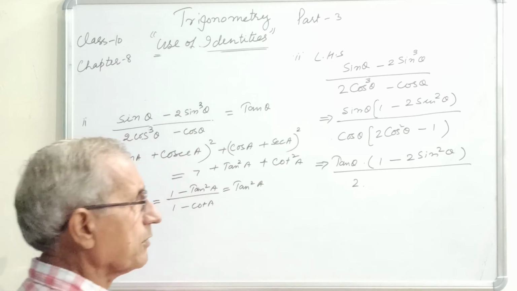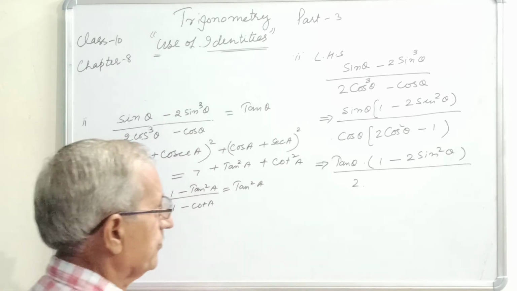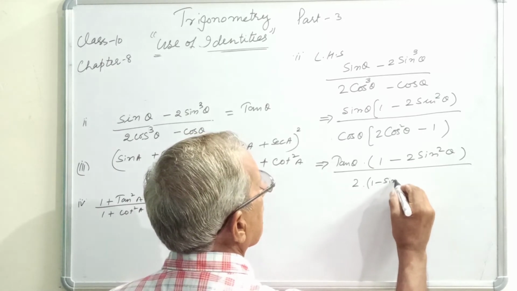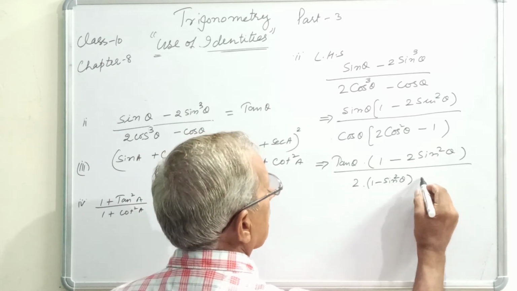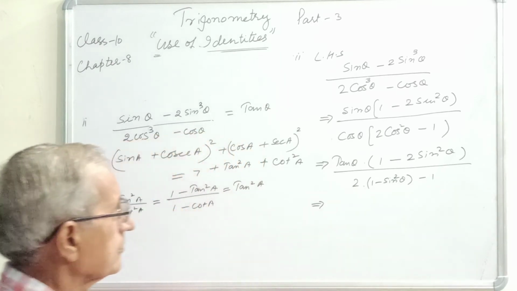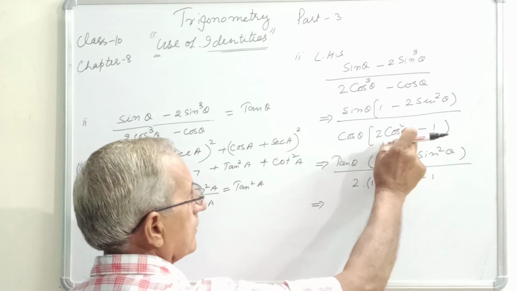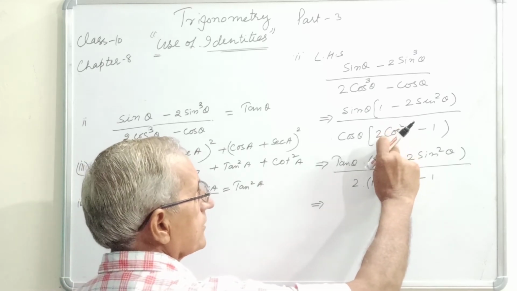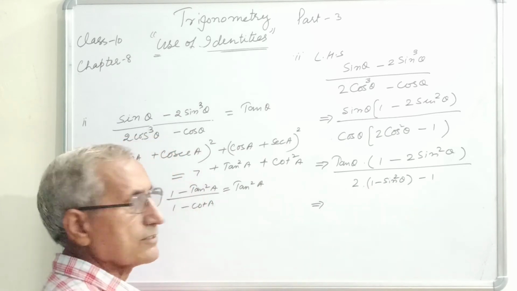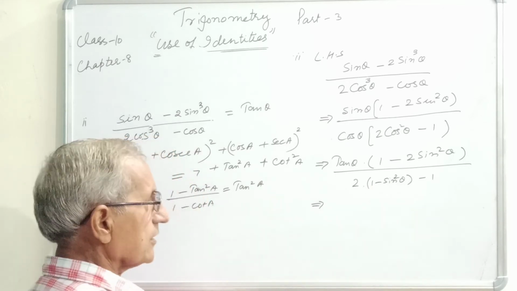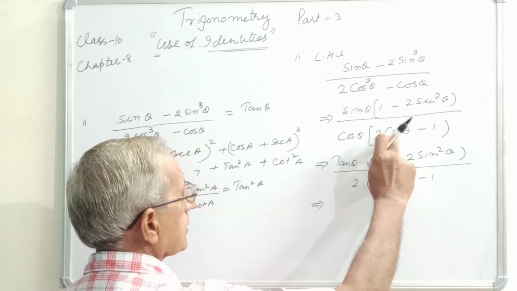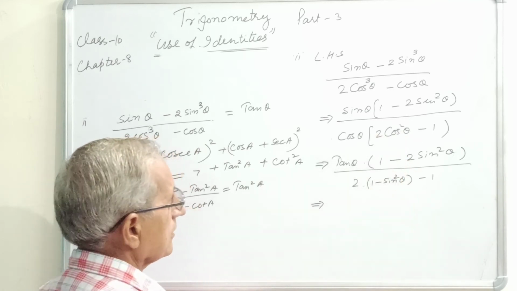Put the value of cos square in terms of sine, so that becomes 1 minus sin square theta minus 1. I have written, in place of cos square, 1 minus sin square, because that is the first identity, sin square theta plus cos square theta is equal to 1.